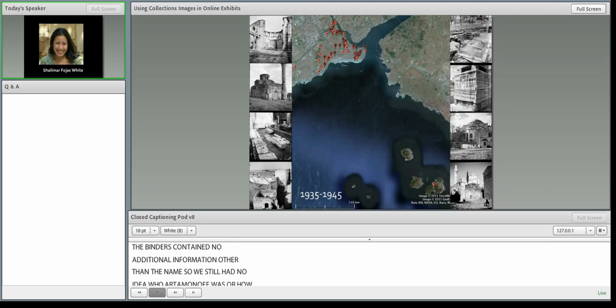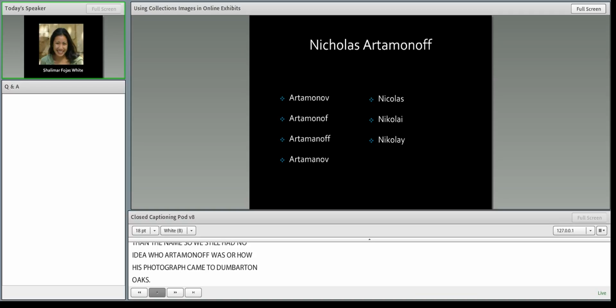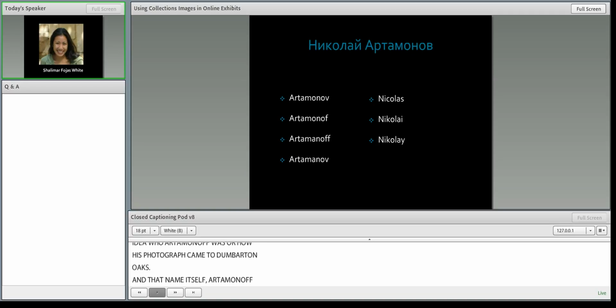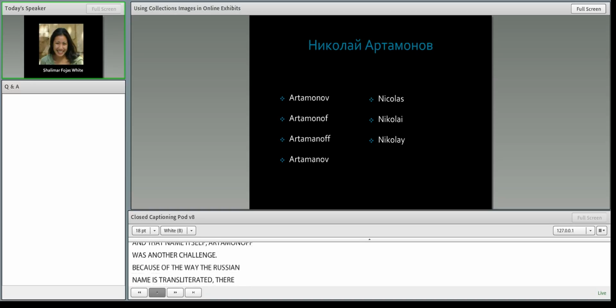And that name itself, Artamonoff, was another challenge. Because of the way the Russian name is transliterated, there are literally dozens of possible combinations of variants of the first name and Artamonoff with 2 Fs, 1 F, or a V. And also, clearly demonstrating the need for our inventory, our predecessors had incorrectly labeled the photos with the creator as Richard Artamonoff, since the negative numbers had started with RA, which they mistook for the photographer's initials.